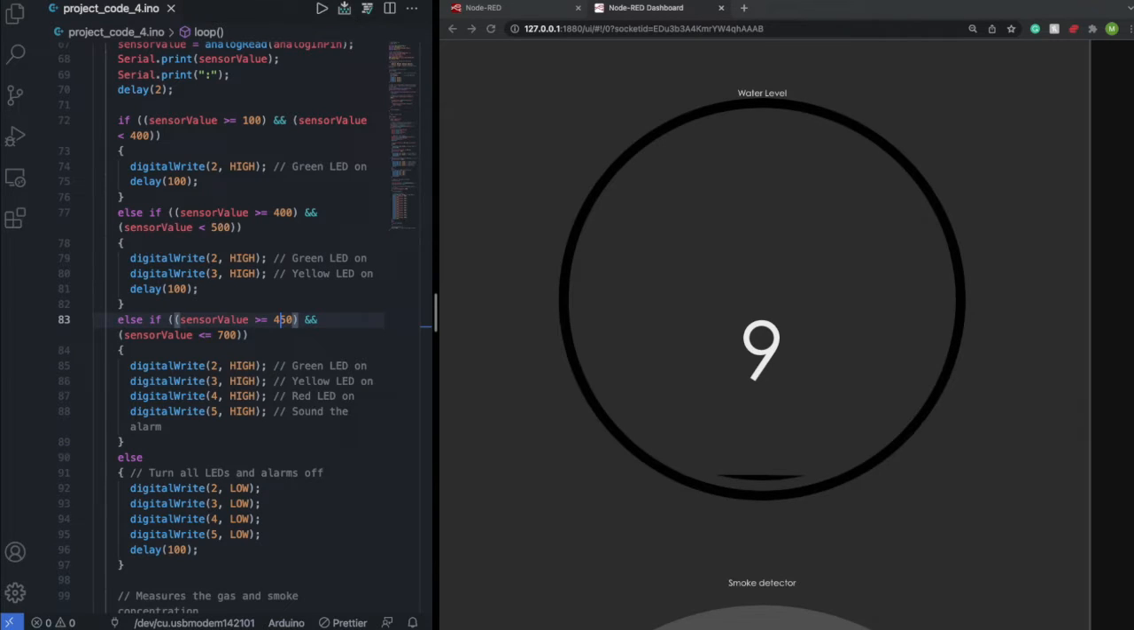For water level detection, the output of the sensor was not linear. Therefore, we decided to implement a more intuitive way for the user to understand the threat level in case of flooding. This was done by using LEDs and different thresholds.